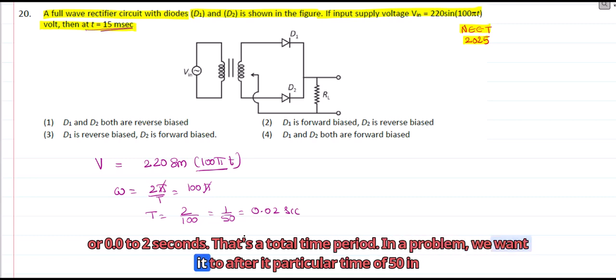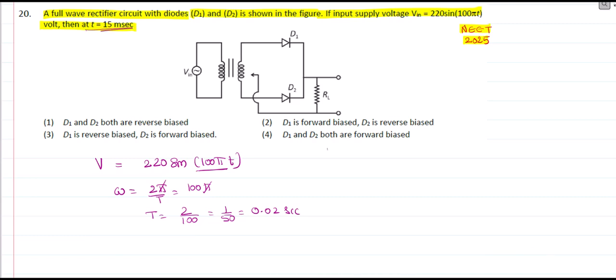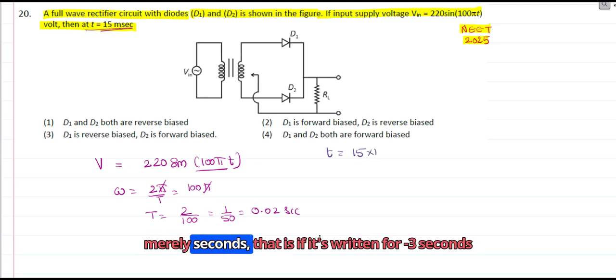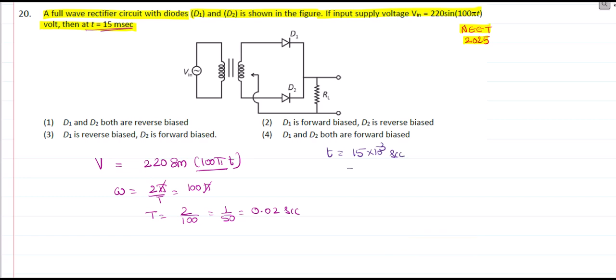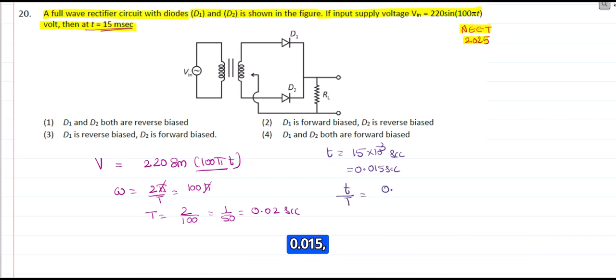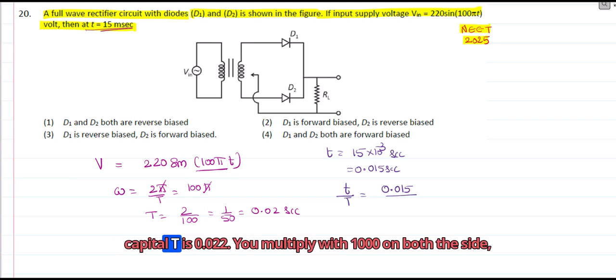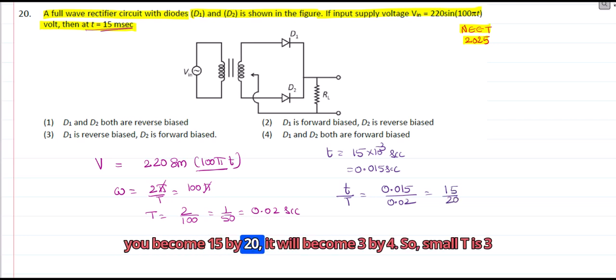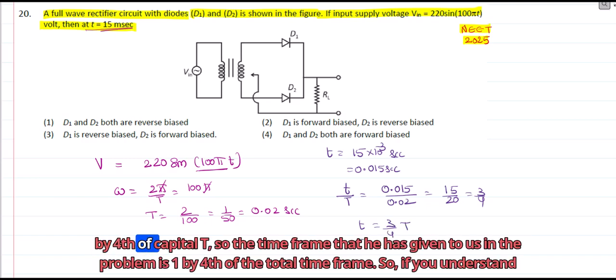In the problem, we want it after a particular time of 15 milliseconds, that is 15 into 10 power minus 3 seconds or 0.015 seconds. Now I need to find out how much this t is when compared with that capital T. So small t by capital T is how much? Small t is 0.015, capital T is 0.02. Multiply by 1000 on both sides, it becomes 15 by 20, which is 3 by 4. So small t is 3 by 4th of capital T.